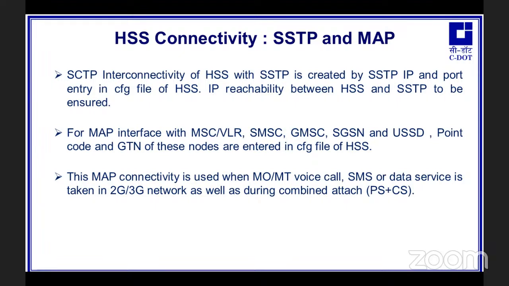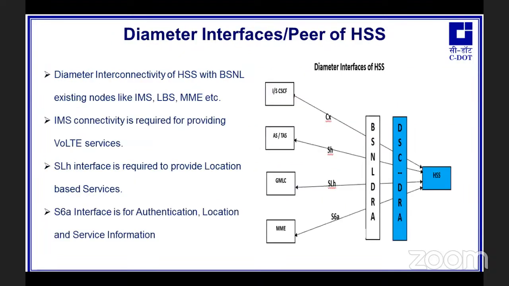So this MAP connectivity is used when MO/MT voice calls, SMS or data services are taken in 2G, 3G, as well as during the combined attach, which I have covered, because for the combined attach the MAP connectivity needs to be ensured. Now the Diameter interface of the HSS: the GMLC is given here only because it goes over the SLh interface via Diameter.